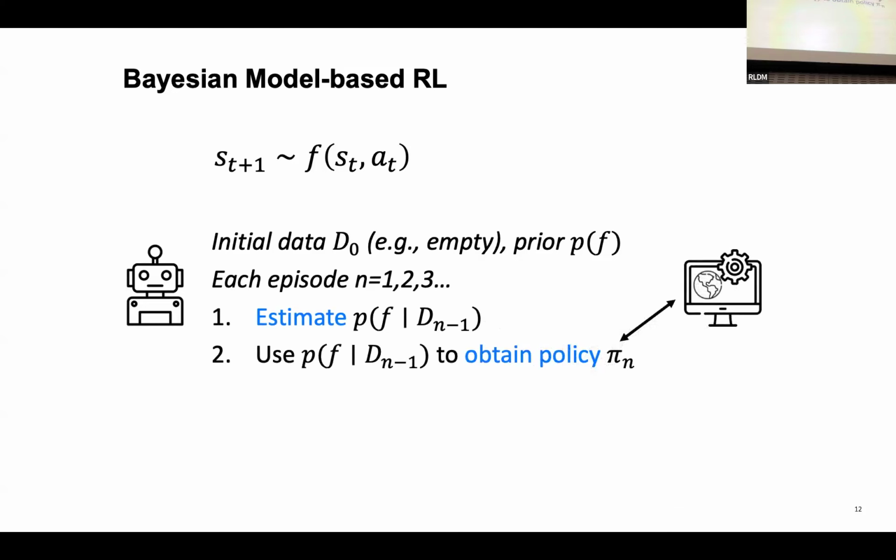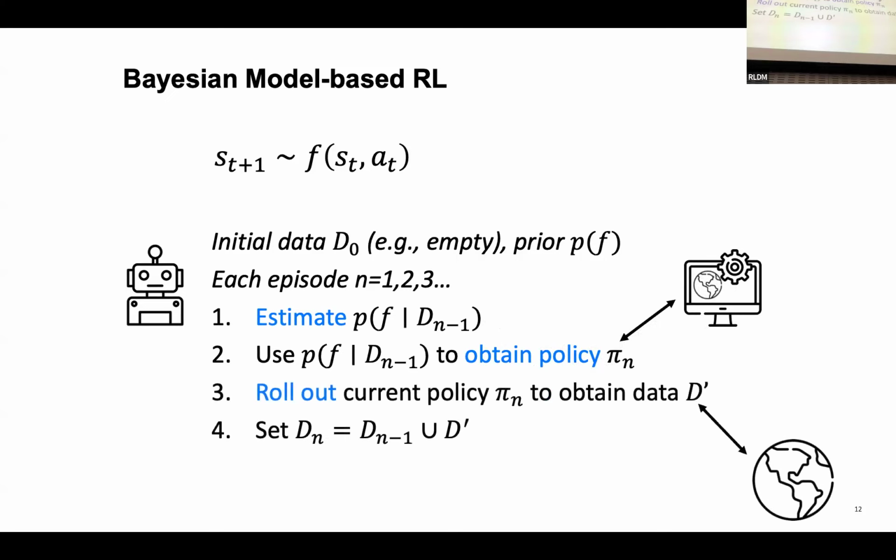And now, based on what we believe about the dynamics model, about how the world works, we'll update our behavioral policy. Then we're going to roll out that policy to collect additional data. And only the last step is really the interaction with the real world, right? That's what counts. So we're going to be really careful with the actions that we take.